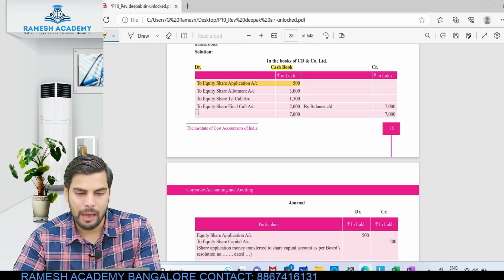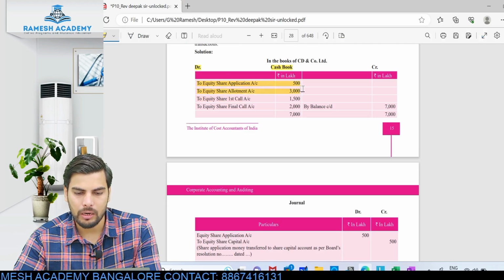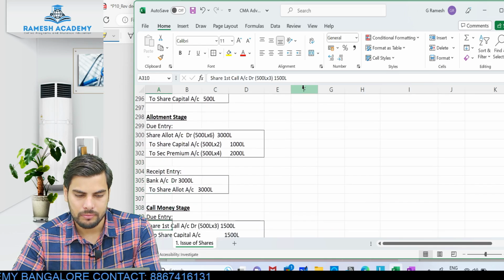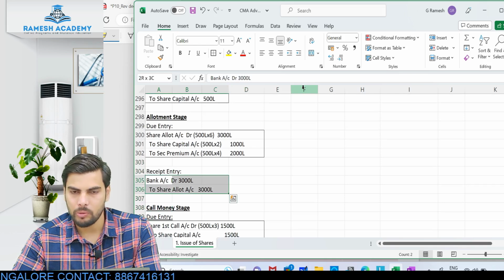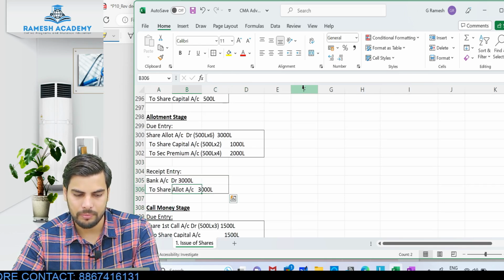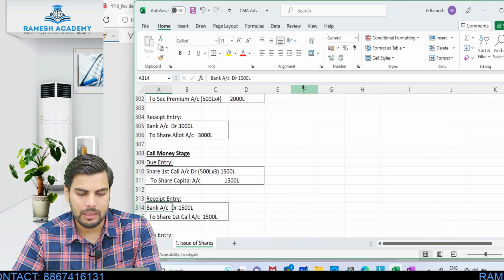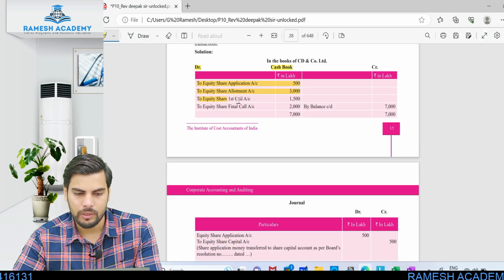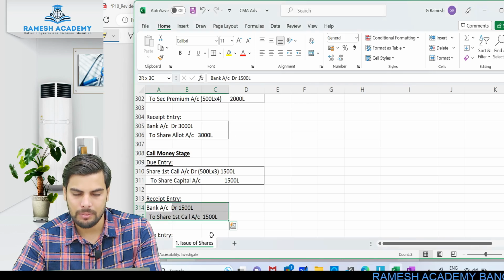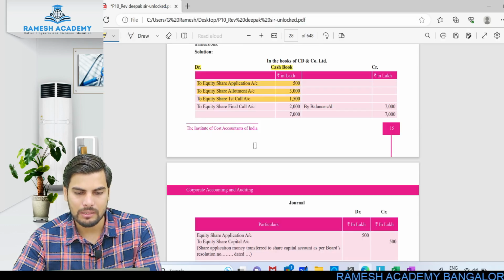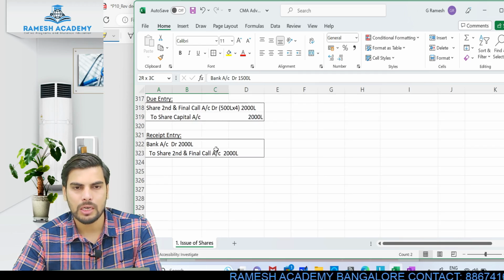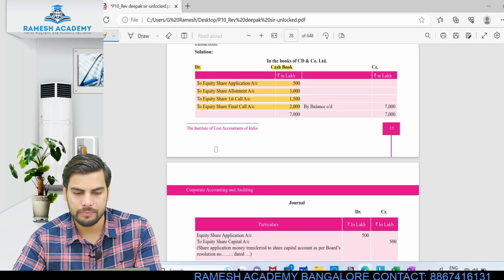And look at this, bank account debit to equity share allotment account 3000 lakh, same thing. And next they would have passed the entry for bank account debit to equity share first call, to the extent of 1500, same amount. And lastly, bank account debit to equity share second and final call 2000 lakh. Look at our amount, bank account debit to share second and final call. Don't you think it's the same thing?